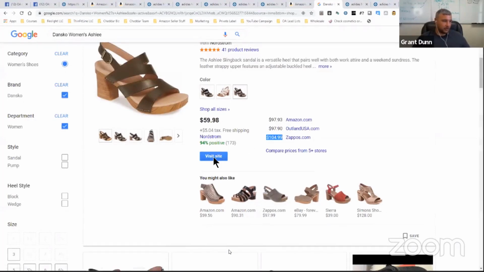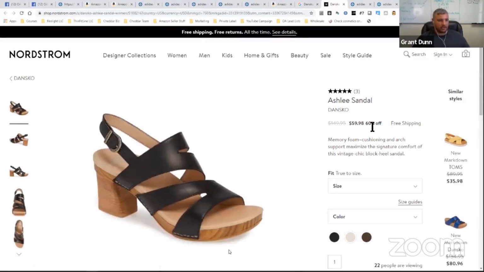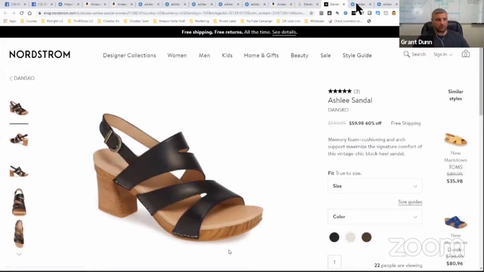So I might go look over here and ask, is this on sale? Yeah, it's 60% off. All right. So maybe this is why Amazon's playing around with their price, because Nordstrom's selling this shoe on sale. So this tells me that the shoe really is worth $90 probably.